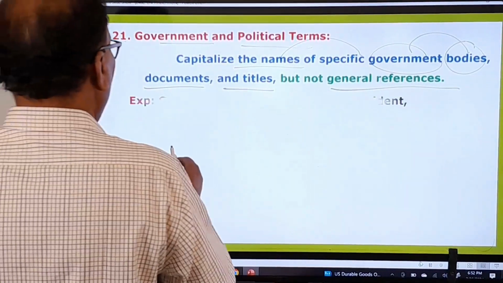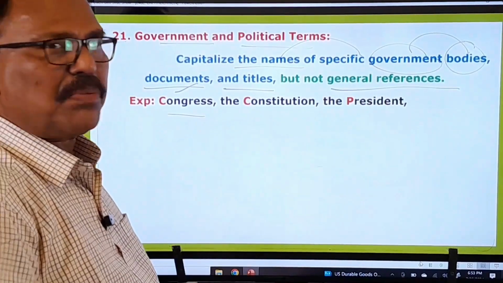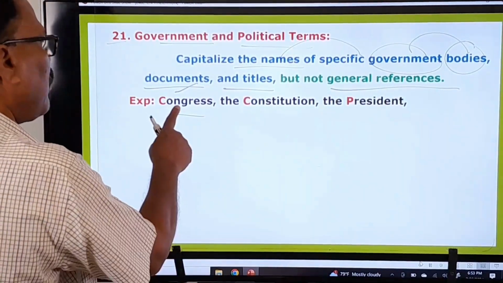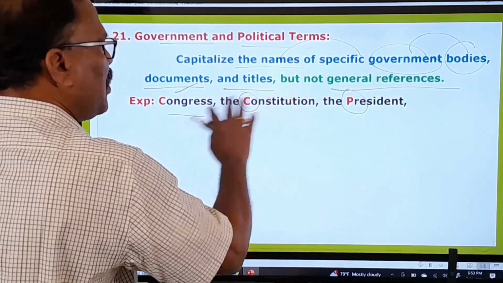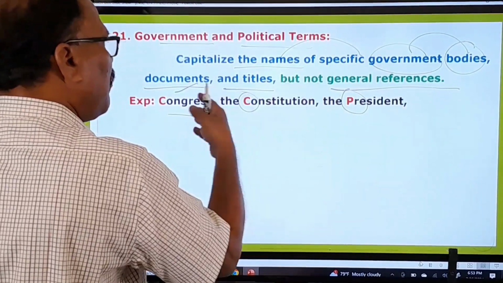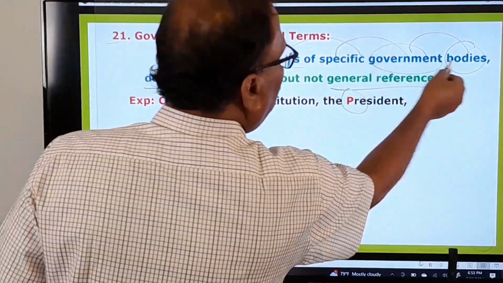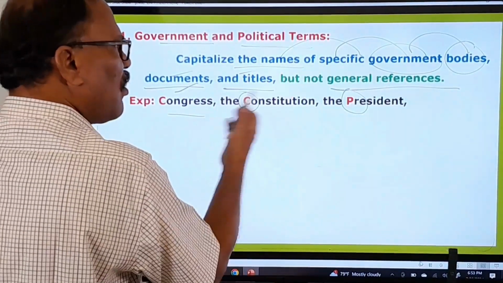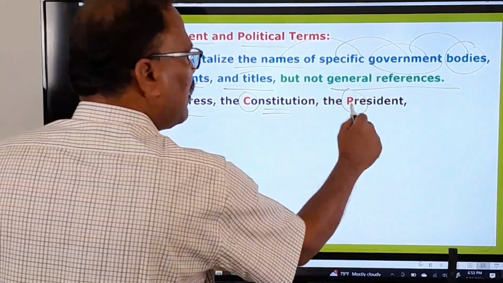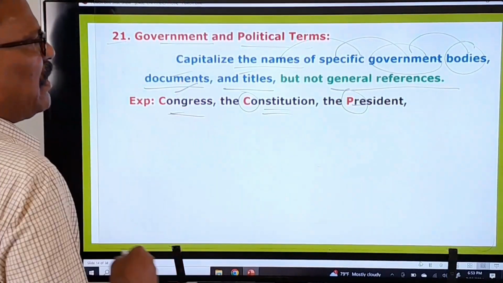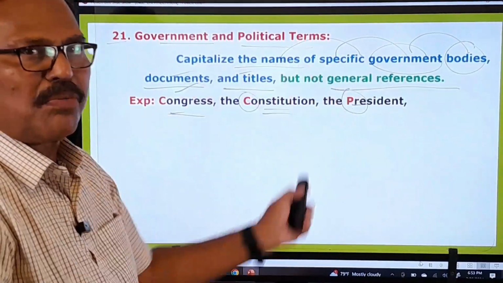For example, here Congress. Congress means a gathering, not the Congress party. Congress, the Constitution, the President. So they are mentioned like this, and all of them are capitalized. They are all specific government bodies, documents, and titles. They are government titles. A Constitution is a government document. It's a government title. It's a government word. Congress means gathering.